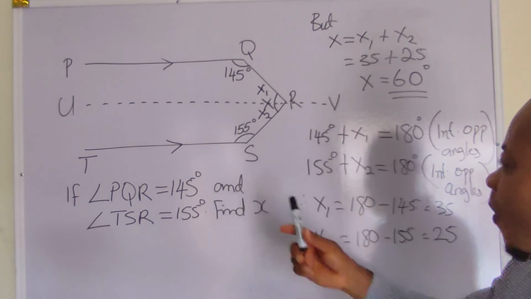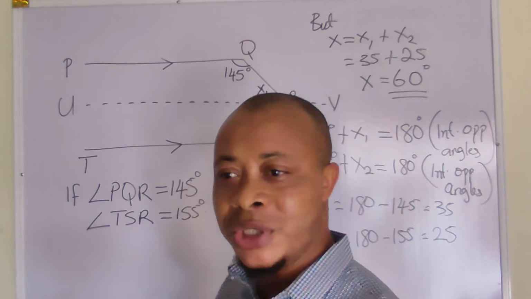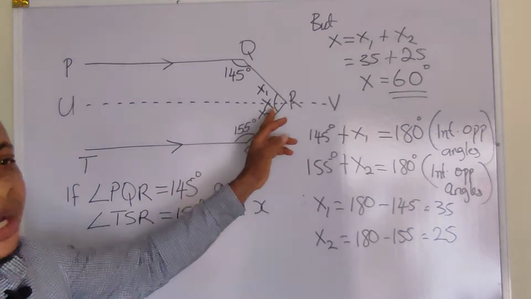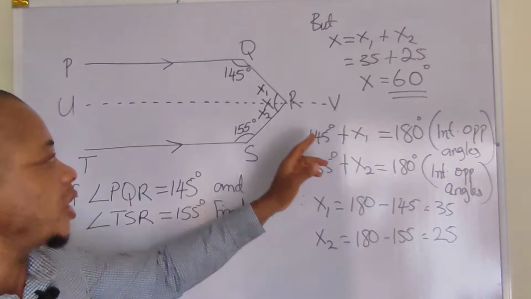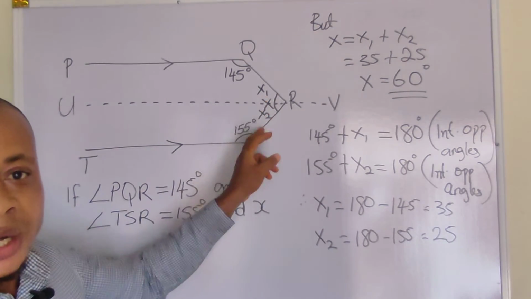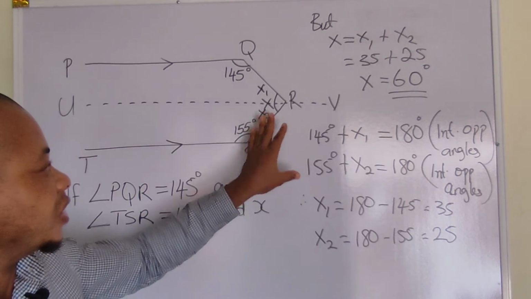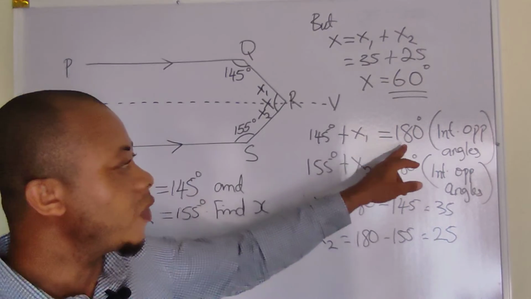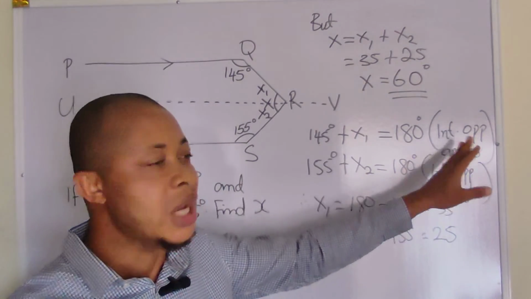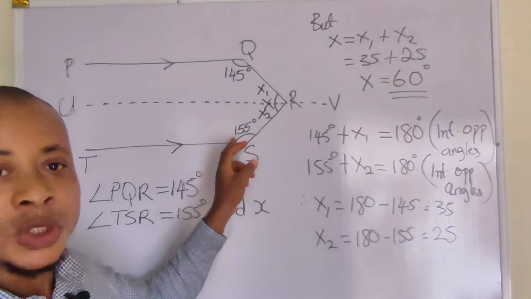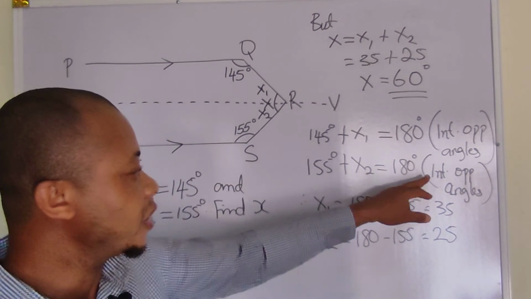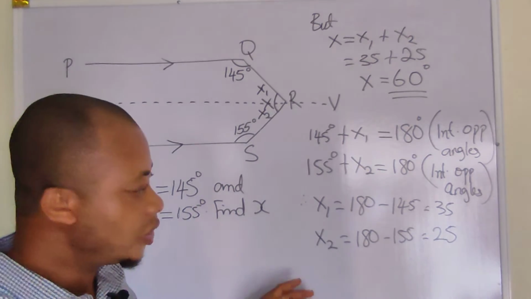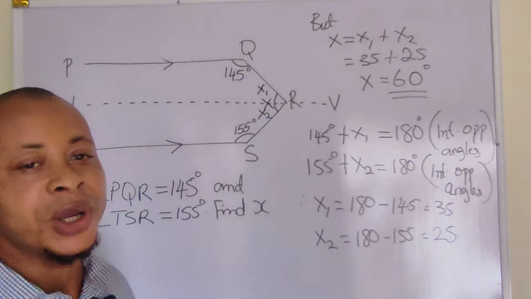Okay, so whenever you see this type of question, the first thing you need to do is to construct a line that will divide x into two equal parts. Then you label your x, x1 and x2. Then you know that 145 plus x1 will give you 180. Reason is interior opposite angle. The same thing applies to x2 plus 155, the same reason. Then when you find the value of x1 and x2, you add them together, it will give you x.